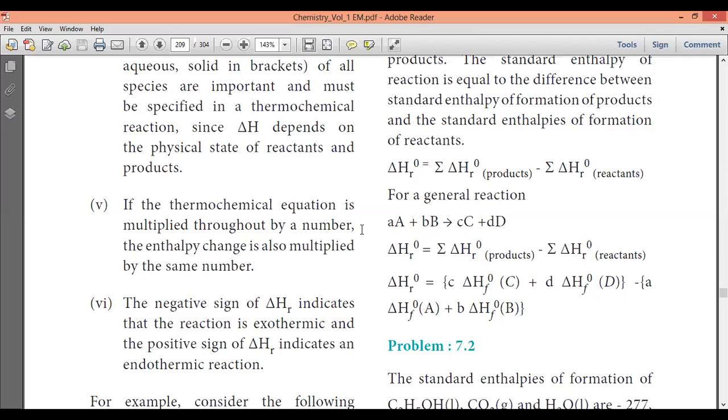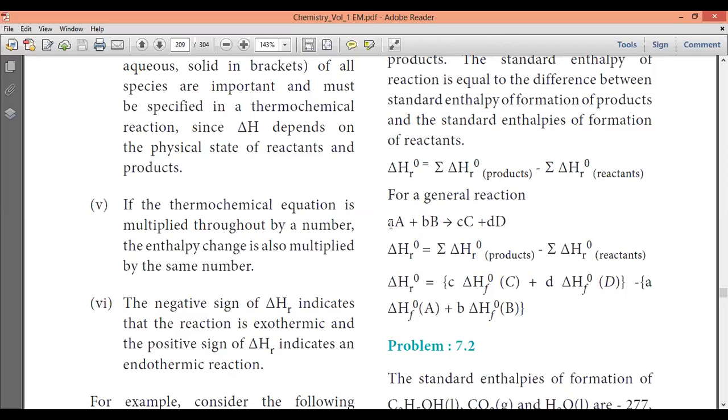Here you can see the example for a thermochemical equation. So thermochemical equation is here you see that refers to standard enthalpy change of a reaction. One is the product and the other is the reactant. So from the product we subtract the reactant.